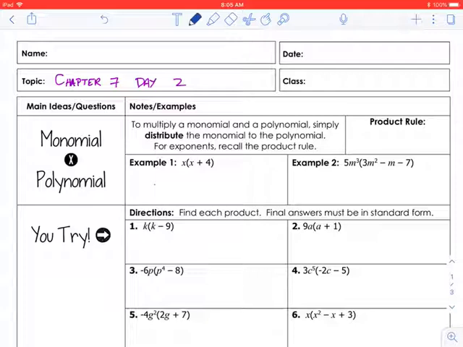Today we're looking at Chapter 7, Day 2, 7.2, which is monomial times polynomial. Excuse me. I also slept in a little bit, so I just woke up.